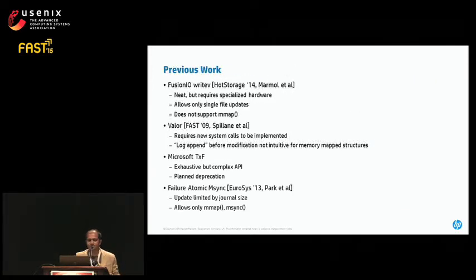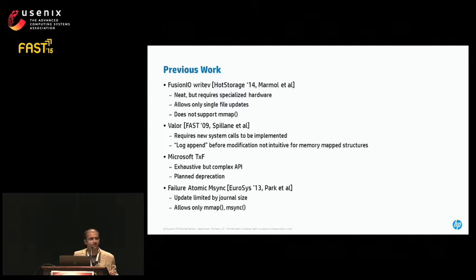There's a lot of research in the recent past on failure-atomic updates. Fusion-io provides a writev call that is pretty neat, but the problem is that you require Fusion-io hardware for it to work. Valor provides transactional interfaces in the file system, but the log append needs to be called before you make any modifications, and that is not very intuitive. Microsoft's TxF provides an extensive transactional interface in the NTFS file system, but the complexity of the interface has resulted in a lukewarm response from developers.